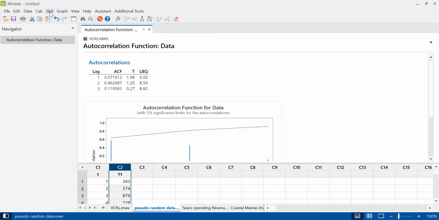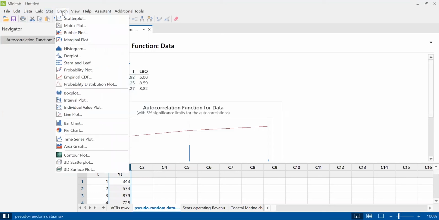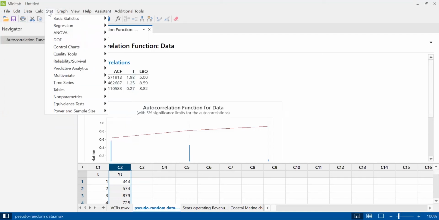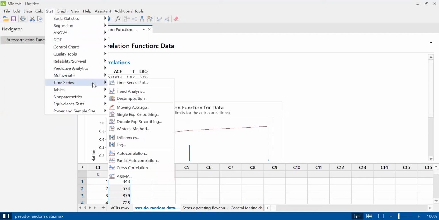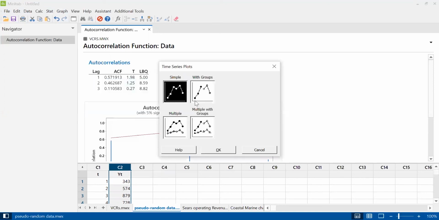For the time series plot, you can either go to Graph and find the Time Series Plot option towards the bottom, or you can go to Stat, then Time Series, and you'll find Time Series Plot as the first option. Either way will lead you to the same destination. I'm just going to click on Time Series Plot. We will always use the simple one. For our course, we don't need the other ones for more complicated situations. So click on OK.